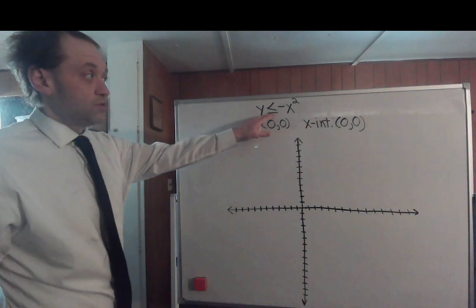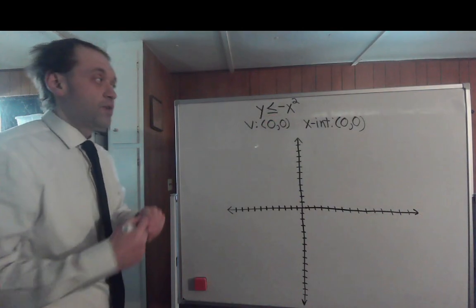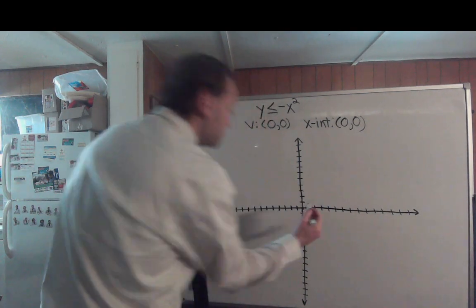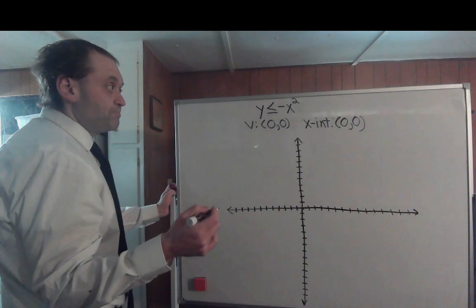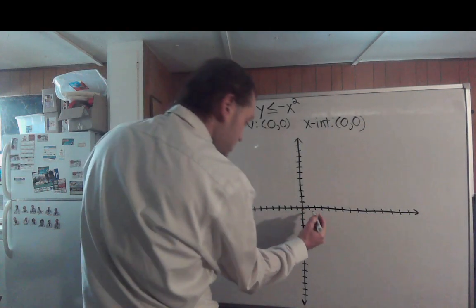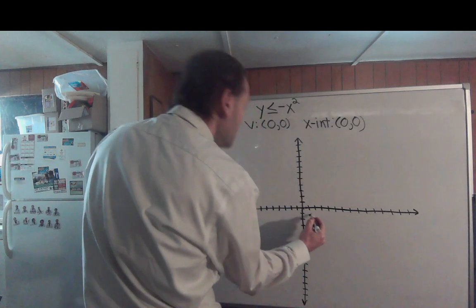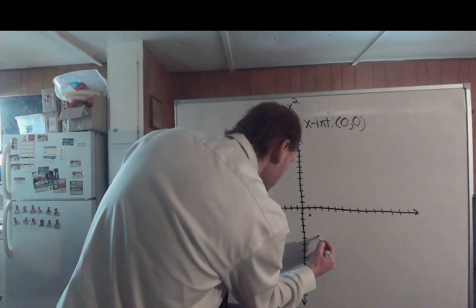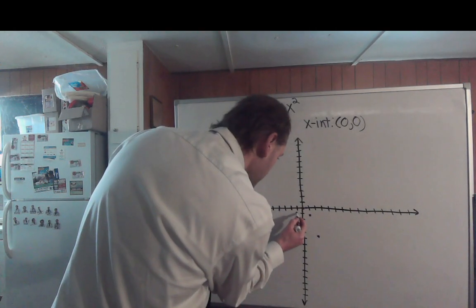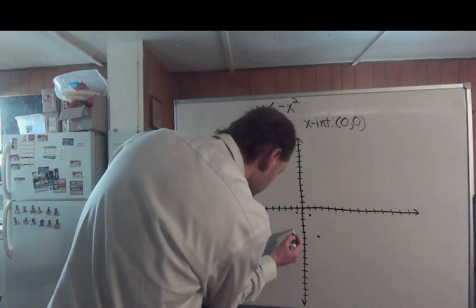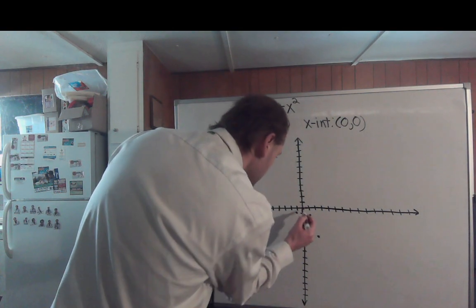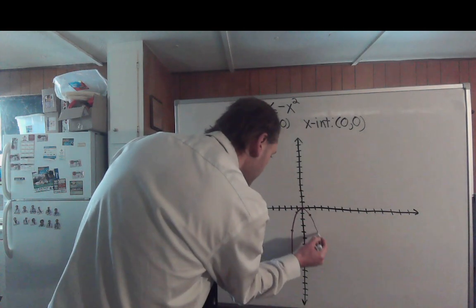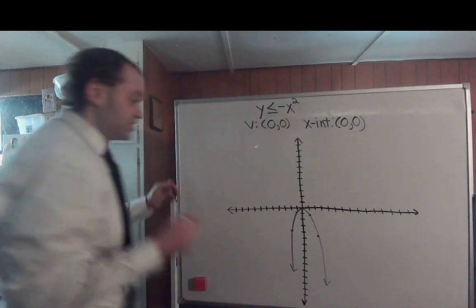Now, you have the equal to component, which means you'll have a solid parabola. So plot your vertex at 0, 0. Let's plot a couple of additional points. When x is 1, you would get a y value of negative 1. When x is 2, you would get a y value of negative 4. And likewise, when x is negative 1, you would get negative 1, and when x is negative 2, you would get negative 4. So now let's go ahead and draw this curve, the parabola. So we have a solid parabola.